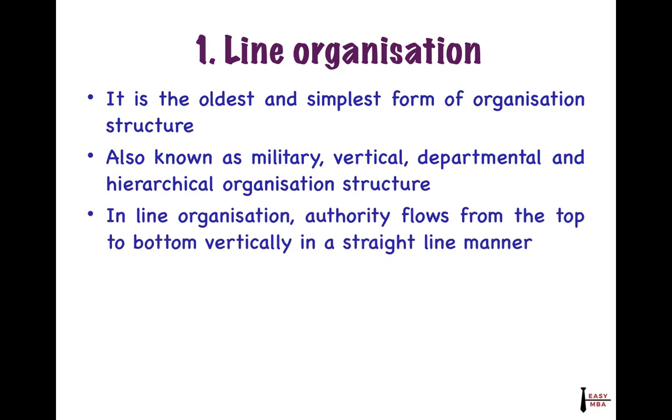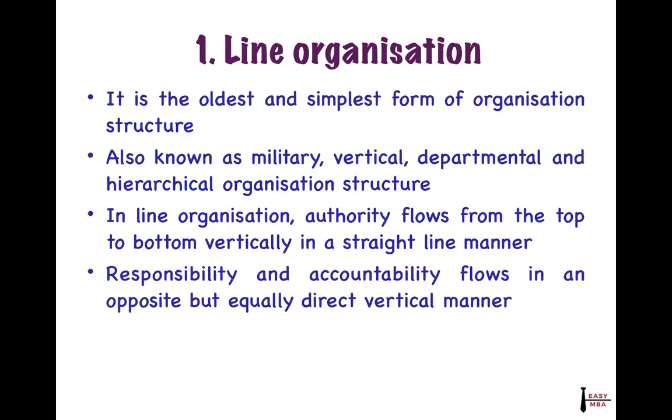Now, in this particular organization, or line organization, the authority flows from top to bottom vertically in a straight line manner. As the name suggests, line organization. So, the authority is flowing from top to bottom, and responsibility is flowing from bottom to top in a straight line manner. Responsibility and accountability, as I said, flow in the opposite but equally direct vertical manner, that is, from bottom to top. So, a manager is responsible to his head, and a clerk is responsible to his manager, and so on. Now, line organizations are again of two types.